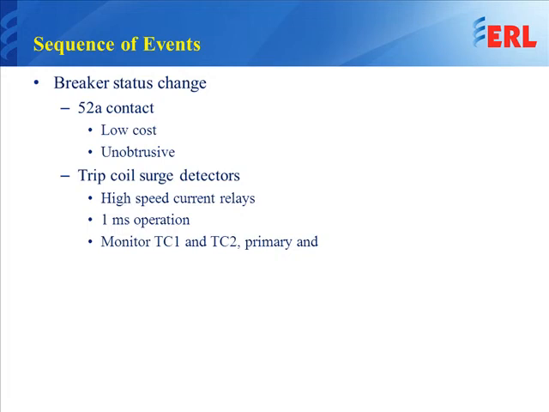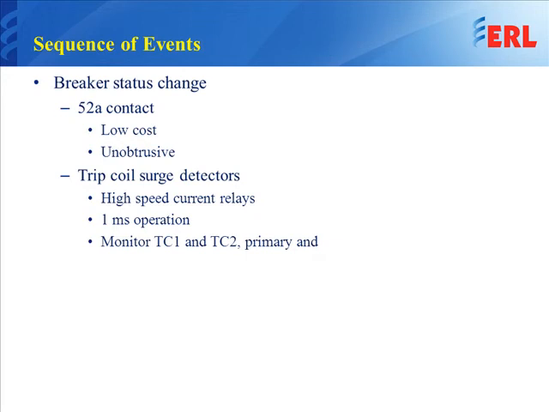Sequence of events will capture all the digital signals that are coming into either a relay or microprocessor DFR. One of these sequence of events is the breaker status, which tells you when the breaker opens or closes during a certain power system operation. The 52A contact is a very low cost solution because it doesn't take very much to implement it.